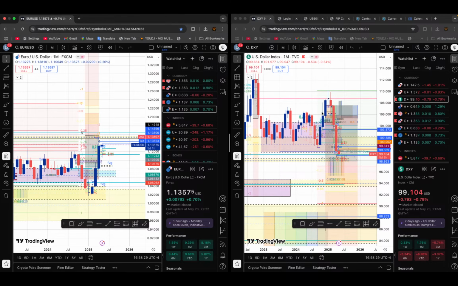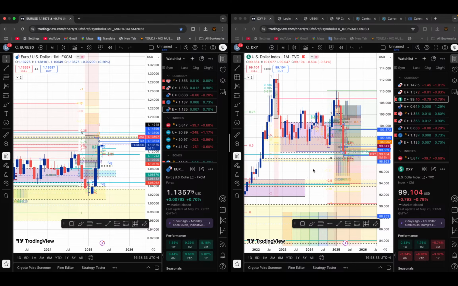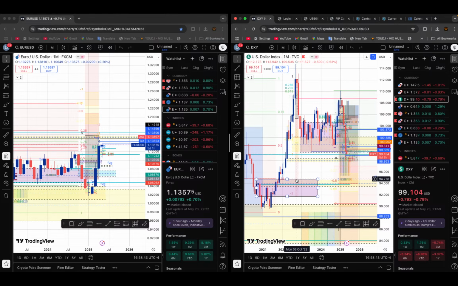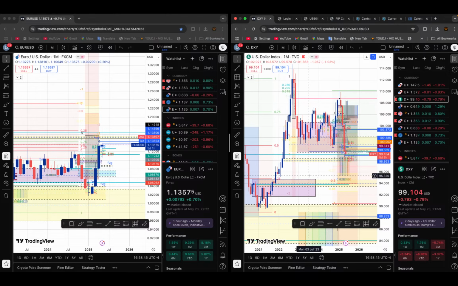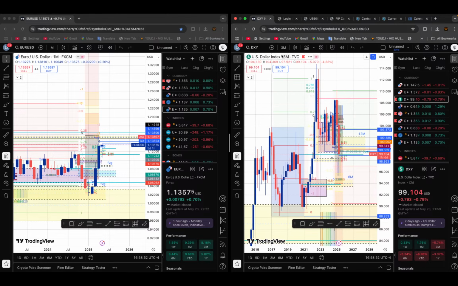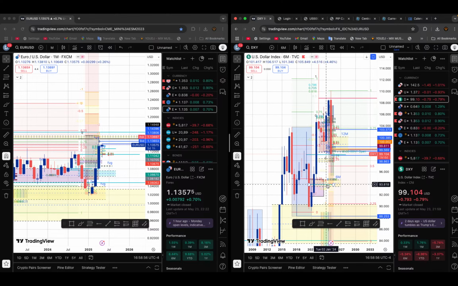So what do we predict is going to happen? Well, our bias is primarily bearish. Our next objective, as it's already taken here and went up into around there, would be around this level here. This would be the 3 month or 6 month fair value gap. So we're expecting price to reach there.